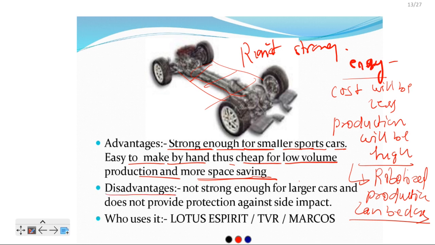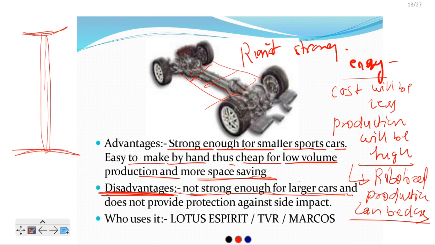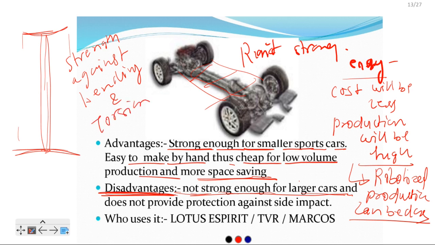What is the disadvantage? Earlier I said disadvantages are even more important than advantages for an engineer. So let us focus here. Not strong enough for a larger car. So what will happen if you develop a backbone like this, a big one? The bending moment of this particular body will increase, and the strength against bending and torsion will decrease.